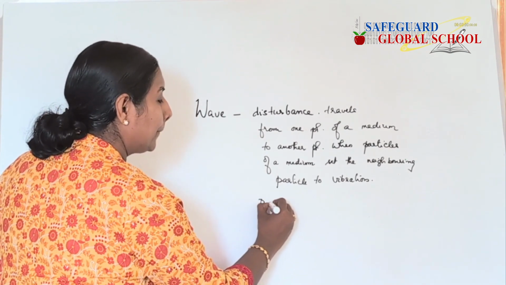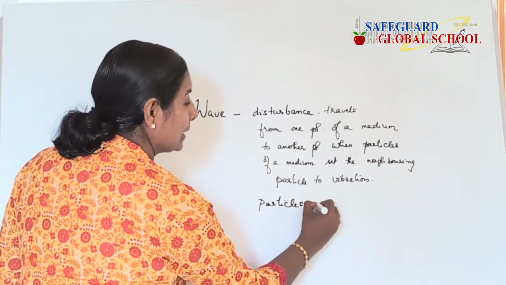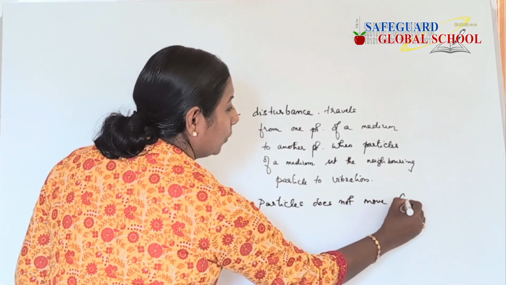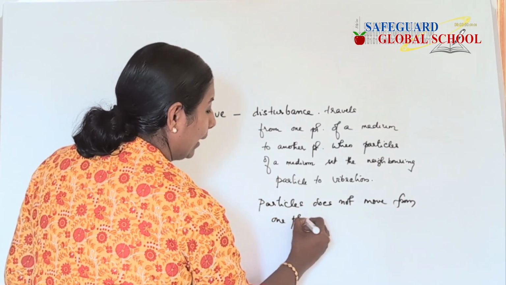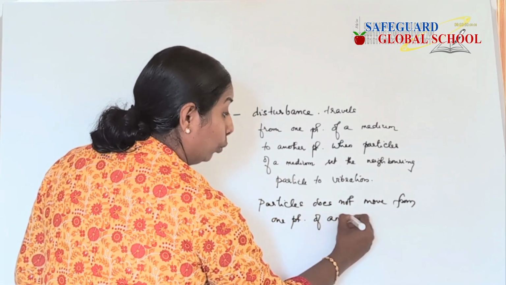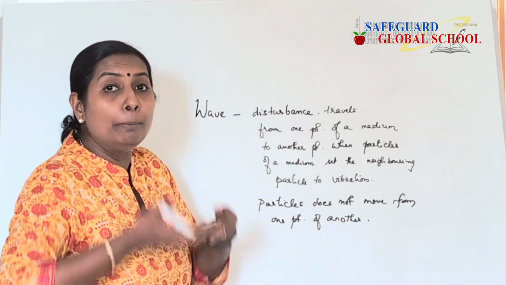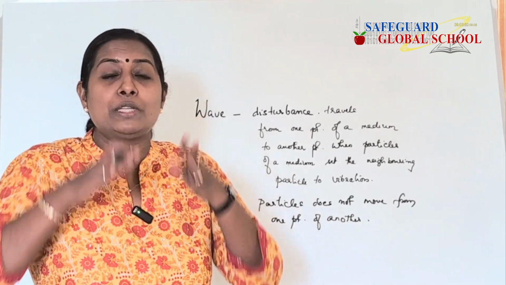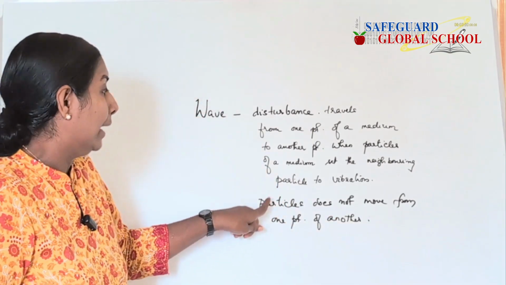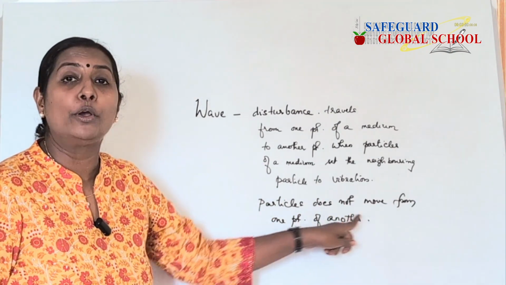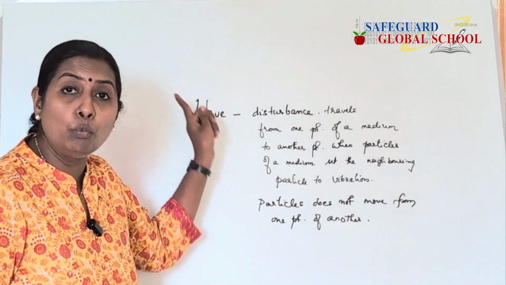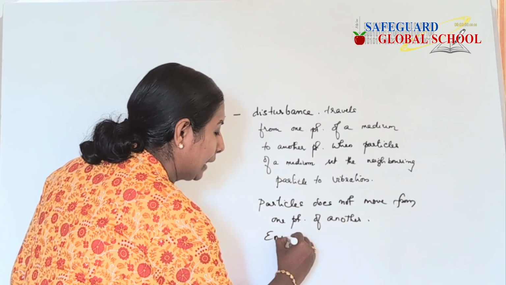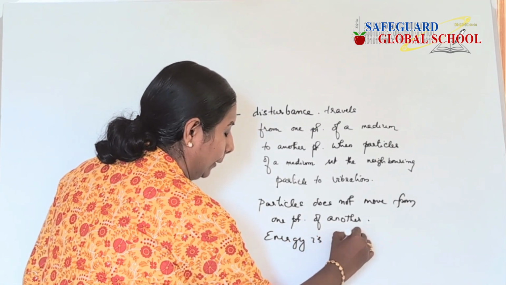So, particles do not move from one point to another. They are only vibrating about their equilibrium position. Like I am standing here, standing up, sitting down, standing up, sitting down. I am not changing my position. That's why particles do not move from one point to another. But when a wave moves from one point of the medium to another, what is getting transmitted? Only the energy is getting transmitted.